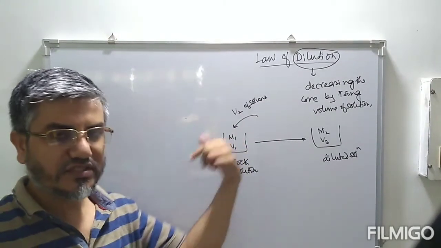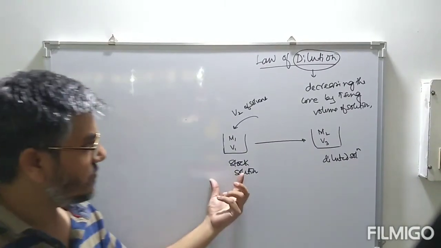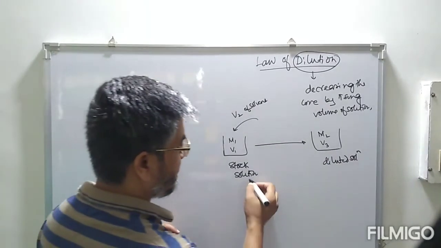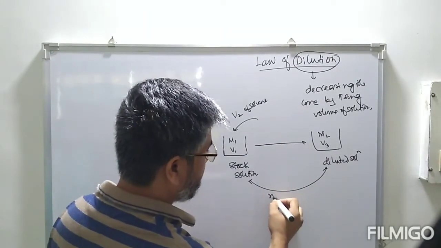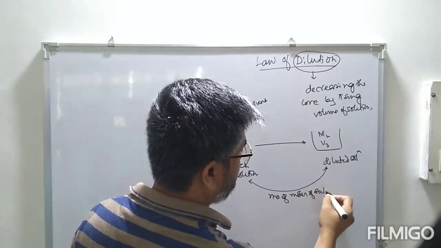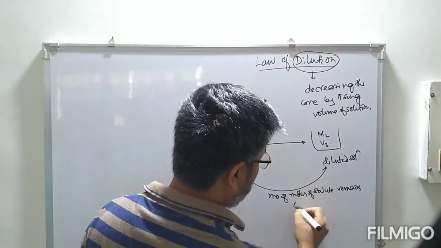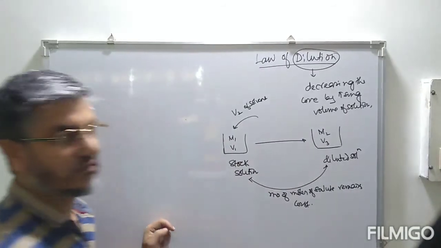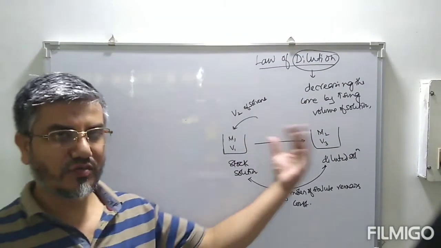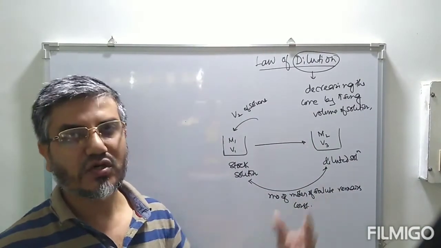Increasing the volume, we are not changing the quantity of solute present. So this is what we call the dilution process. So during this dilution process, the number of moles of solute remains constant. During any dilution process, only the volume is increased, but the number of moles of solute remains constant.